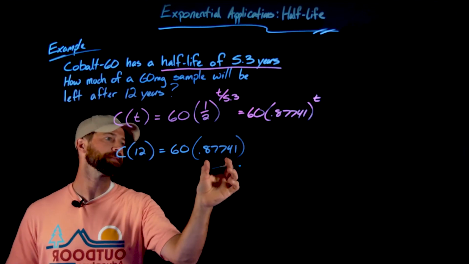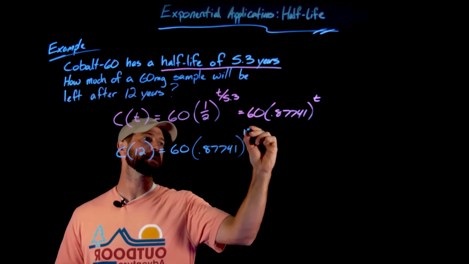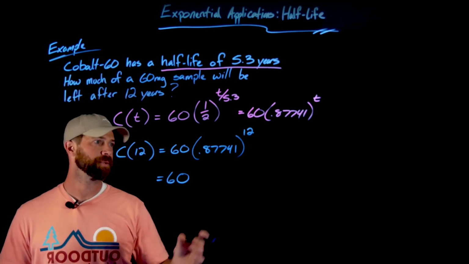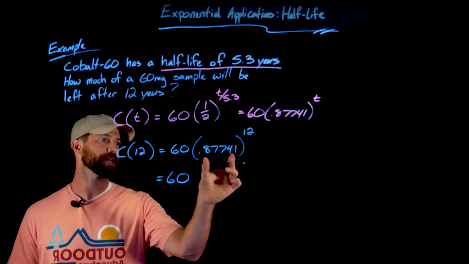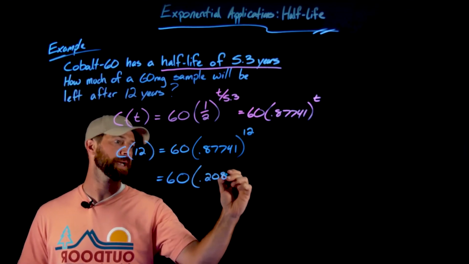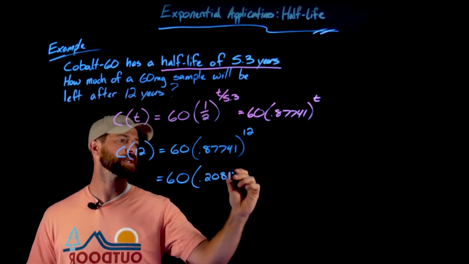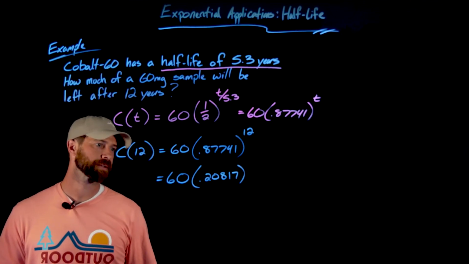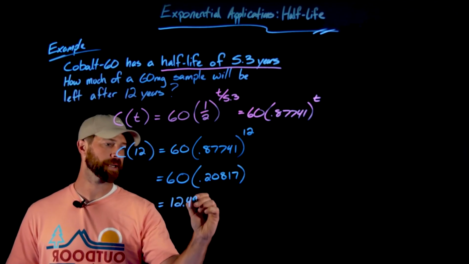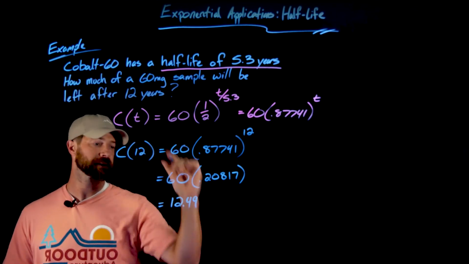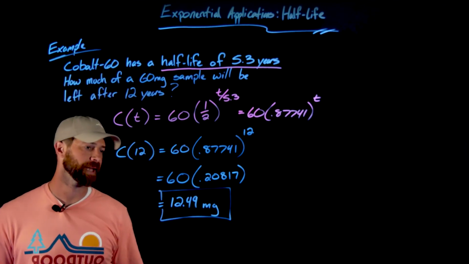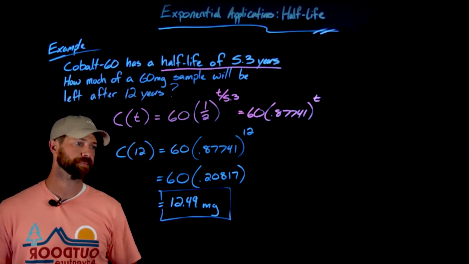0.87741 is the yearly factor, and we're looking for 12 years. And then in computing this, I just need to evaluate this first, raising this exponential factor to 12, and I got 0.20817 thereabouts. And then when I multiply these together, I get 12.49, and this is calculating in terms of milligrams of this cobalt-60 that we have left after 12 years.